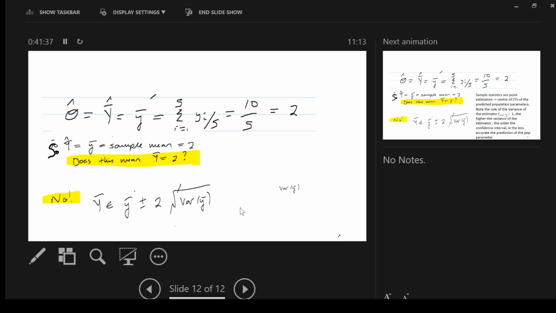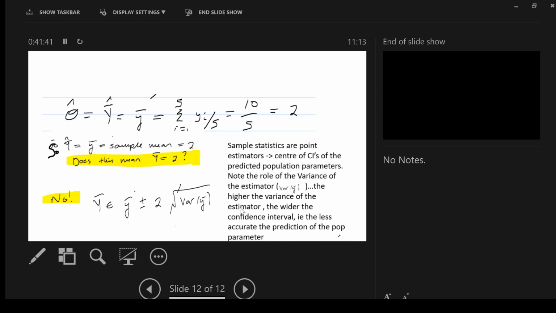It's really important that you think about what you're doing because our sample statistics are point estimators. They're always in the center of the confidence interval. Because you take the sample statistic and then you add the piece and you subtract the piece. That puts your sample statistic in the middle. You go a little bit that way and a little bit that way. How far must I go?